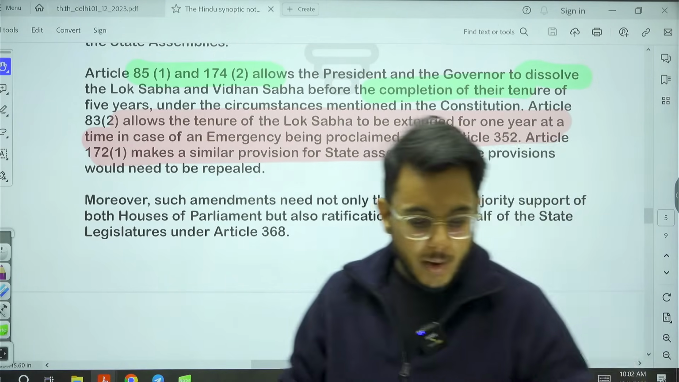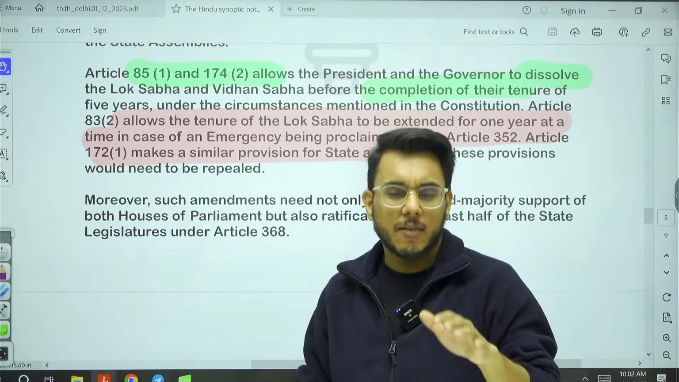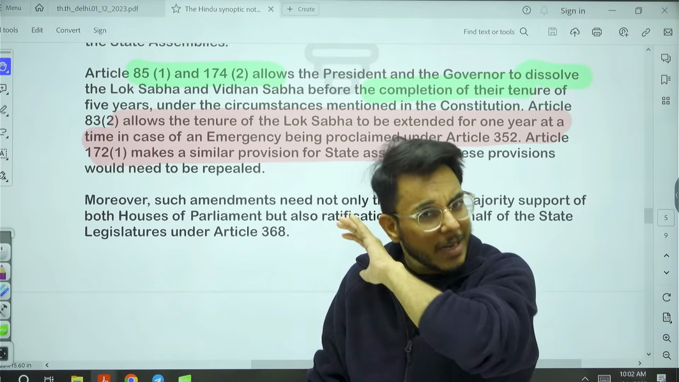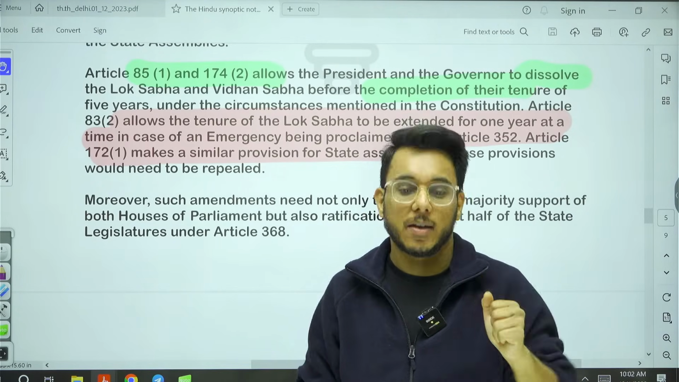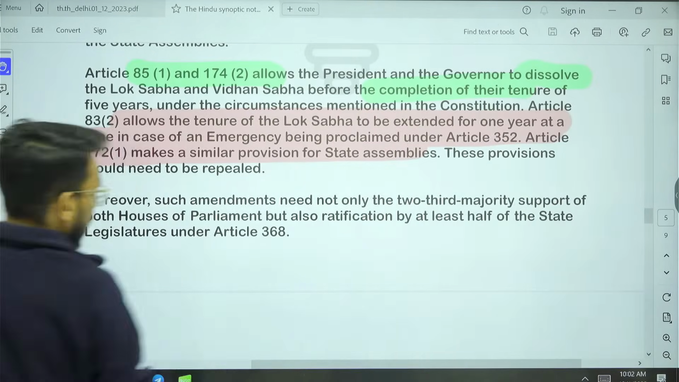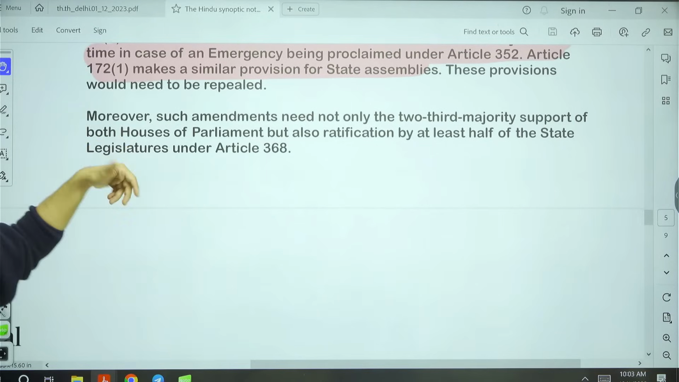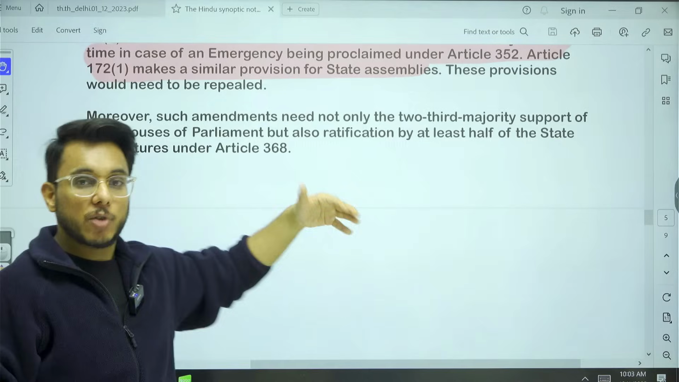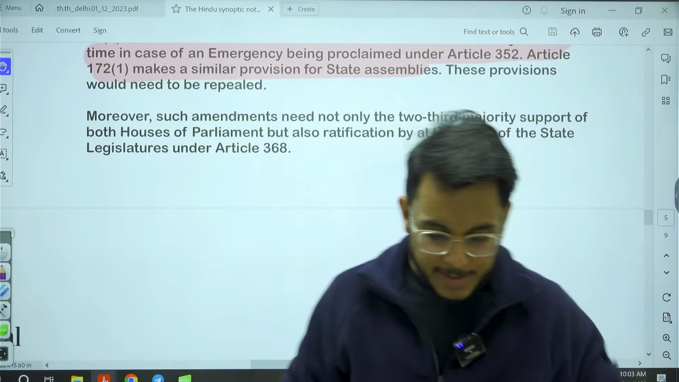Further, it has been provided that before bringing simultaneous elections, we need to consider what large impacts there will be on society, and enough deliberation and discussion should happen before taking it up. So that is all about it. And one issue I have already told you: it is also to be considered whether ratification by half of the states is needed or not.